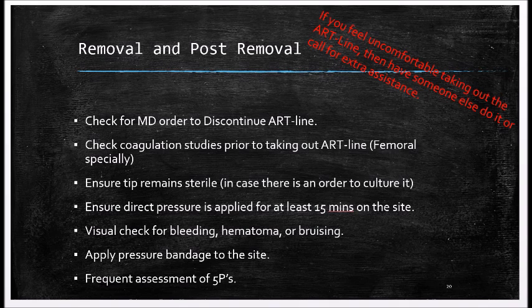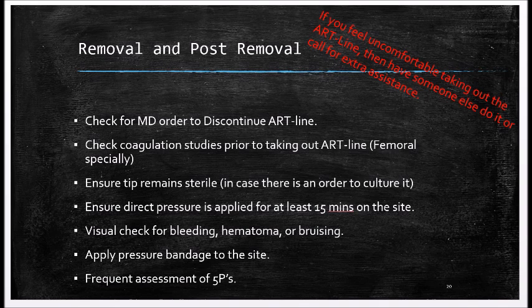Check your coagulation studies prior to taking out art lines. It's especially true if your arterial line is in the femoral artery. Because of the bigger artery, there is a higher chance for it to bleed, and if you're anticoagulated, then it's gonna bleed a little more. So a rule of thumb is, a lot of places they hold their anticoagulation medications or blood thinners 2 hours before the removal of any lines. Ensure that the tip remains sterile, again, in case you need it for culture.